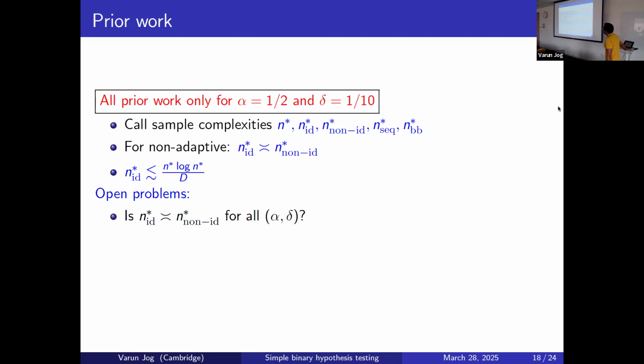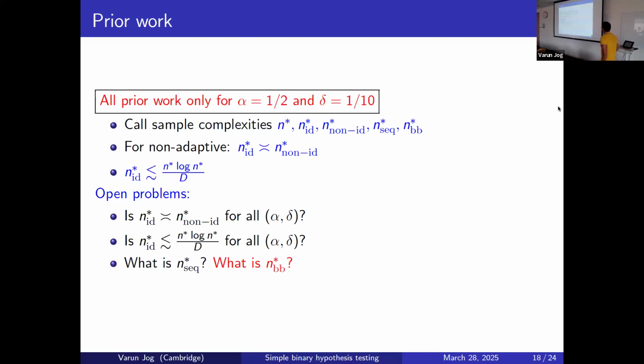Right, but there are several open problems. One is whether this equality between identical and non-identical holds for all alpha, delta. It's perhaps something special for alpha equal to 1/2. Whether this inequality, that identical is less than n star log n star by d, also holds in all regimes. And lastly, more wide open, what is the benefit of adaptivity? Does the sequential adaptivity help you? Does the Blackboard protocol help you? Is it going to bring down the sample complexity significantly or not?